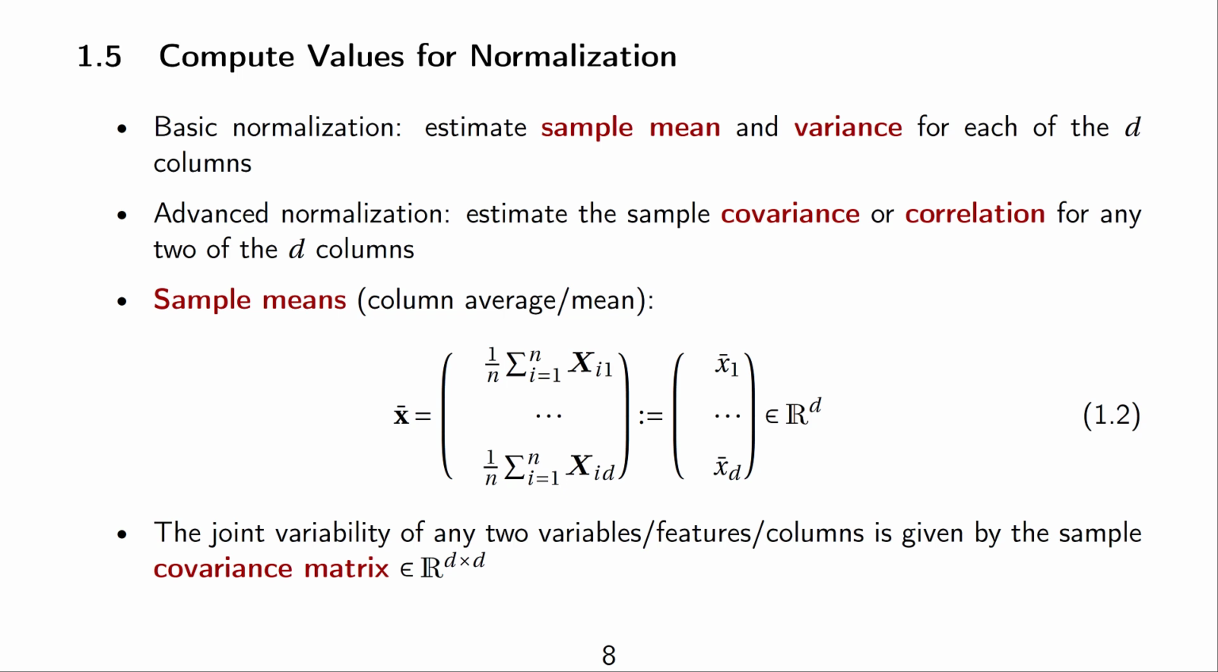The joint variability of any two variables, two features, two dimensions, or two columns of the data matrix is given by the sample covariance matrix. Again, important is to look at the dimension. The dimension is d times d. So if we have images, that would be number of pixels times number of pixels. The size of the covariance matrix is independent of how many samples are in the data set, independent of how many images there are.